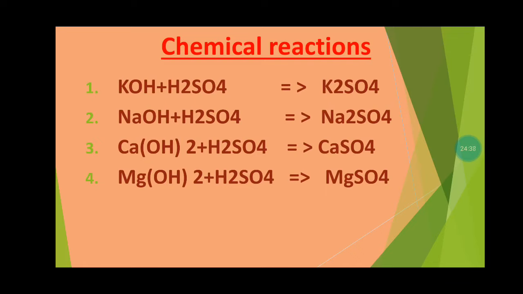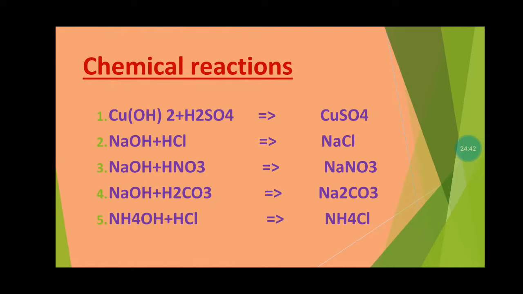Next you check another one. Now copper sulfate. Copper sulfate is derived from H2SO4 and copper hydroxide. Now next sodium chloride. Here we are changing the acid. NaOH is reacting with HCl to form NaCl. Next you are changing another acid. NaOH is reacting with nitric acid to form sodium nitrate.